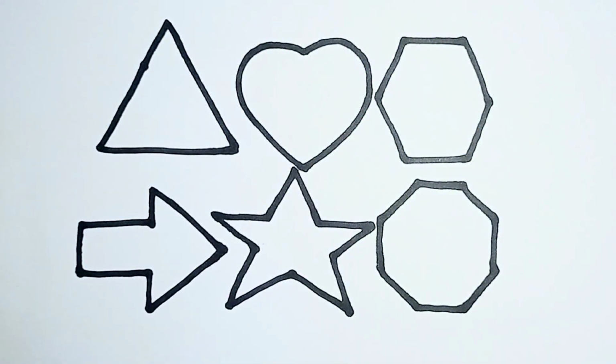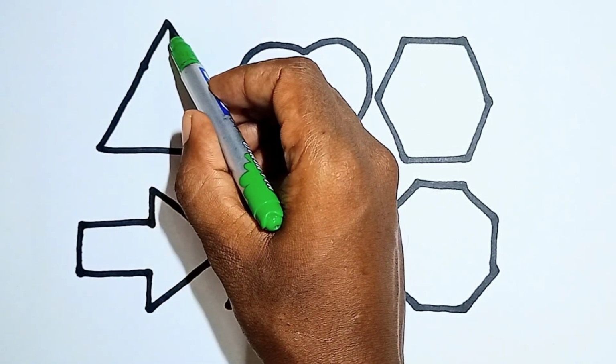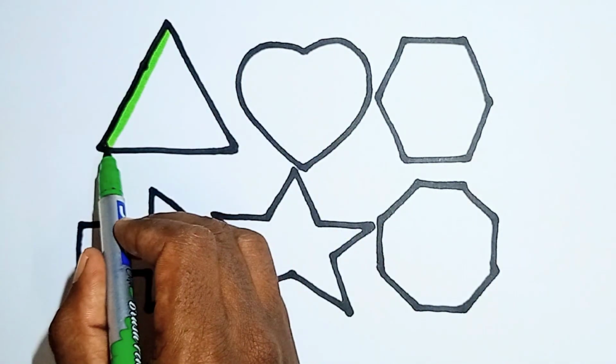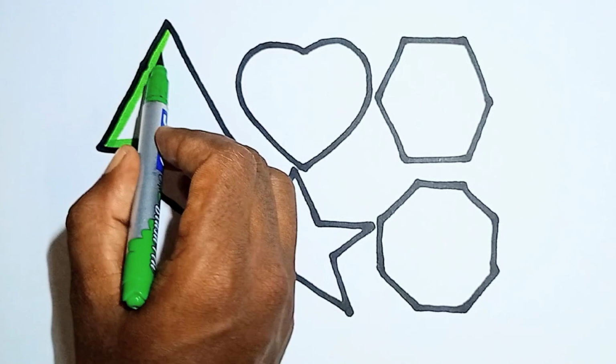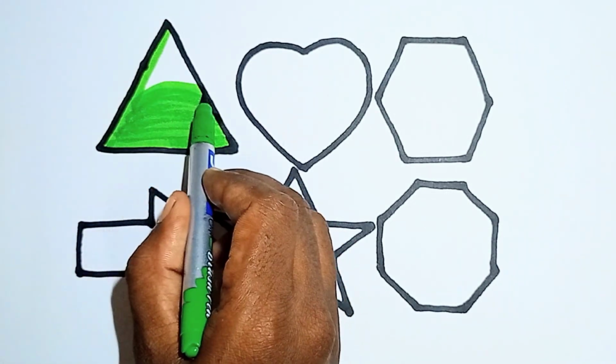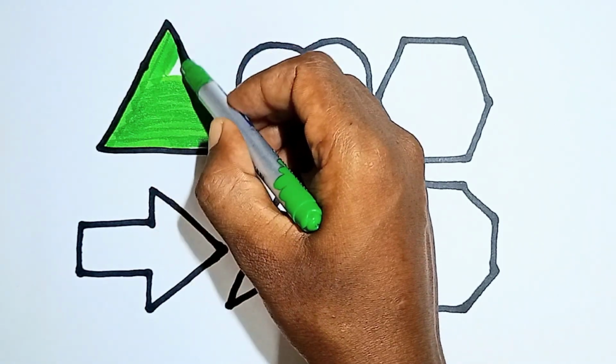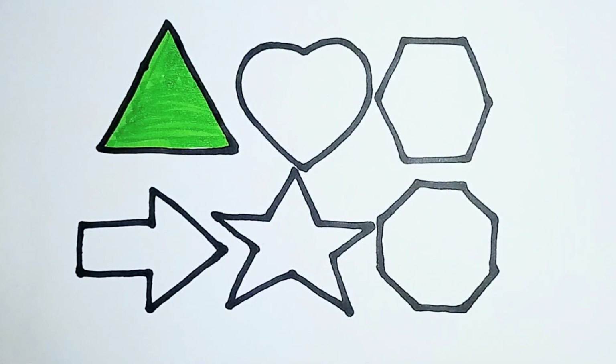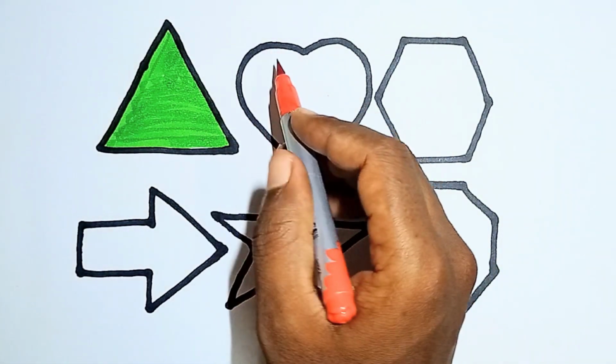This is light green color. I am coloring triangle. Nice, this is light green color. Coloring triangle, finish. Triangle. And next, red color.